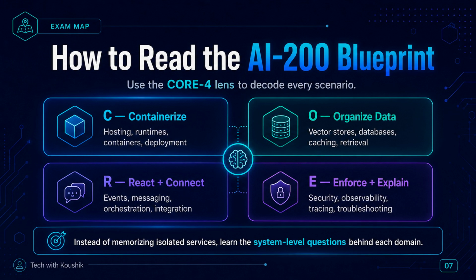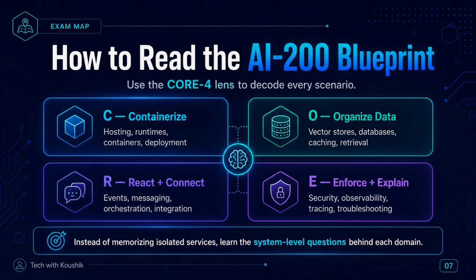Question 1. Where does the AI application run? Question 2. Where does the application data and context live? Question 3. How do events, messages, and workflows move? Question 4. How do you secure, observe, and improve the system? These 4 questions create a complete architecture map. Once you understand this map, individual services become easier to place.